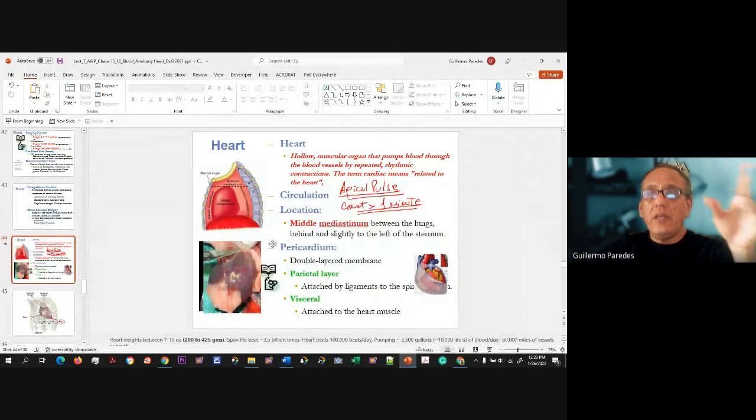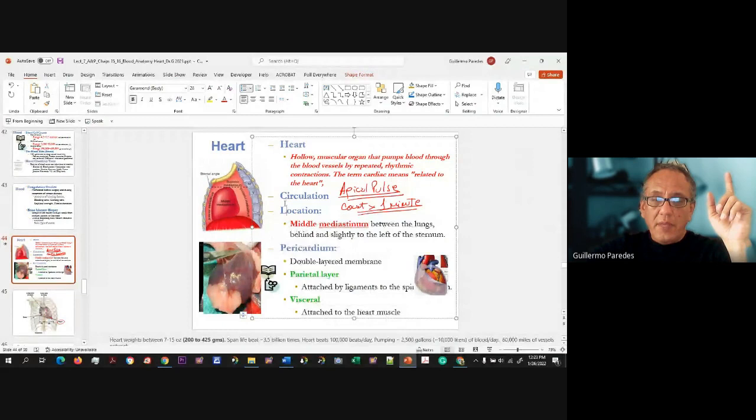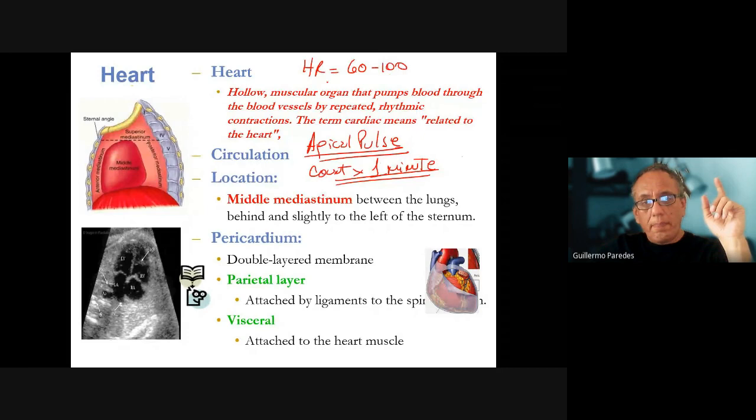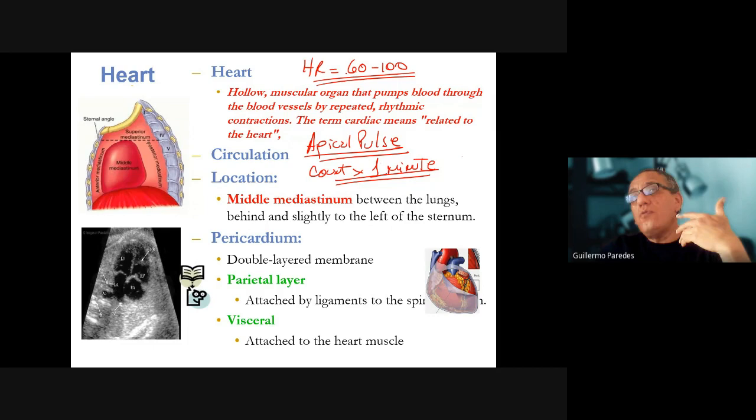And you already know that the heart rate is going to be between 60 to 100, correct? All right. If the medication that you're going to give is going to decrease the heart rate, you need to check the heart rate first. Because if it is below 60, you need to stop the medication. Okay? So that is what we call the apical pulse. That is the point where you're going to check it.